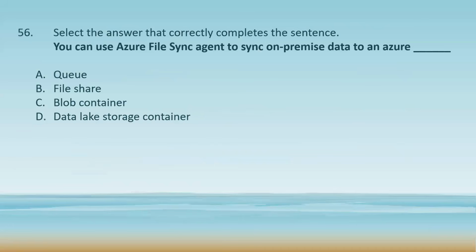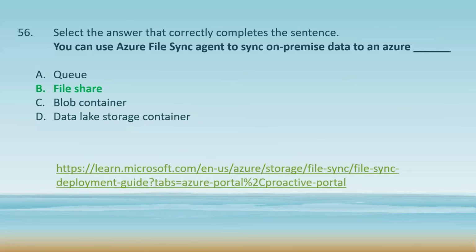Question number 56. Select the answer that correctly completes the sentence. You can use Azure File Sync agent to sync on-premise data to an Azure. Your options are queue, file share, blob container, data lake, storage container. So the right answer is option B, file share. Now the Azure File Sync agent enables data on a Windows server to be synchronized with an Azure file share. Now you can refer to the link on my screen to understand Azure file share in more detail.